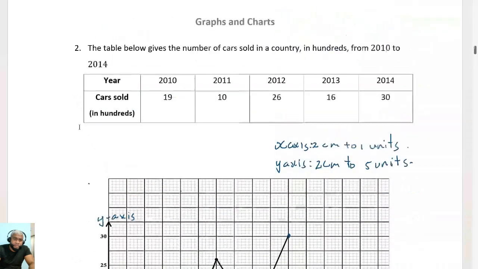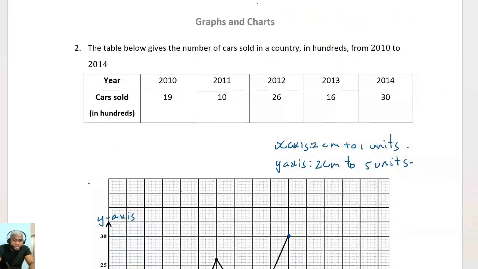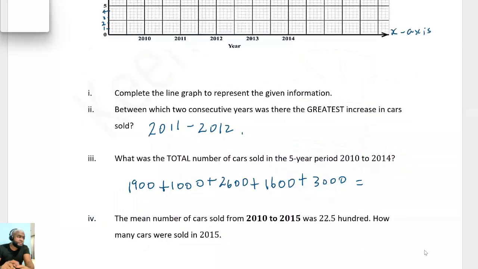All right. Remember they said this is cars sold in hundreds. So hundreds means you're adding two zeros, if you want to put it like that. So this 19 is actually 1900. This is actually 1,000. This is actually 2600. This is actually 1600. This is actually 3000. Anybody need time to write the table? Yeah, write it down quick. The answer is 10,100. Those who got 8,500, check it over.